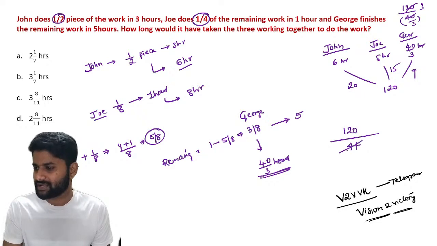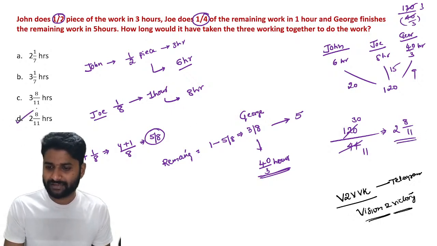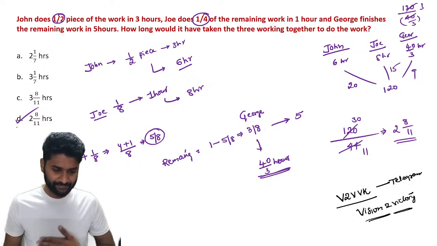Let's go through the cancellation. 4 exactly 11 times, 4 exactly 30 times. 30/11 means it is exactly 2 times. 11 into 2 is 22. Remainder is 8/11. So answer 2 8/11 hours. D is the correct answer.